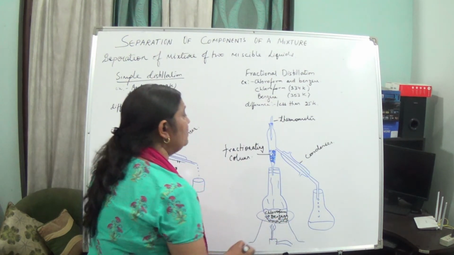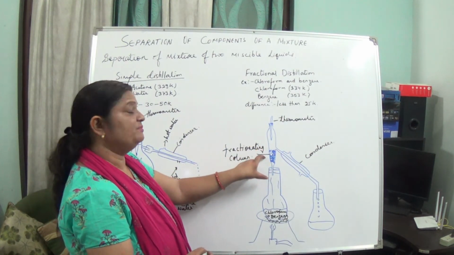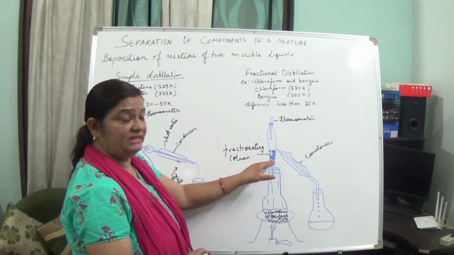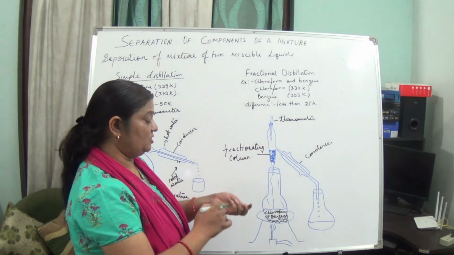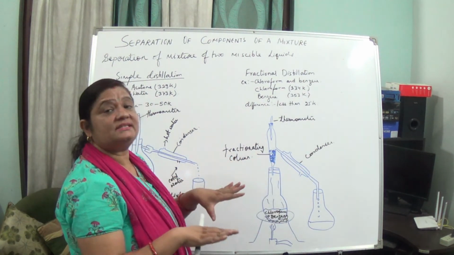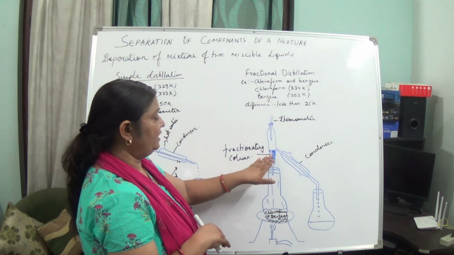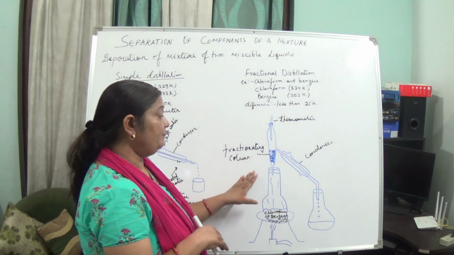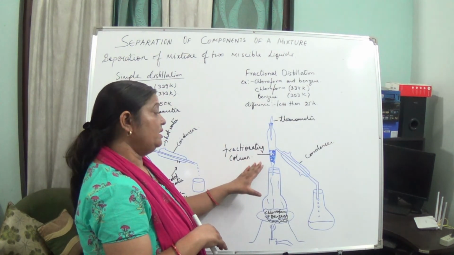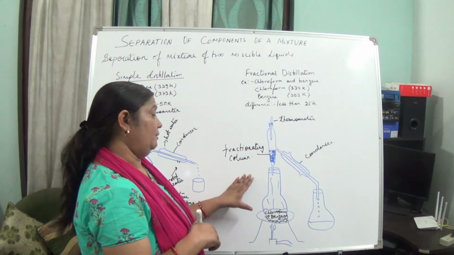The fractionating column. In this fractionating column, glass beads are present. What is the function of these glass beads? They increase the surface area, and as a result it helps in separating these two miscible liquids which have close boiling points.